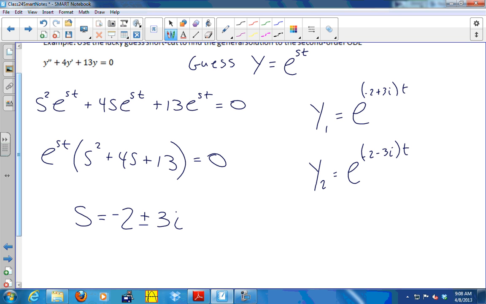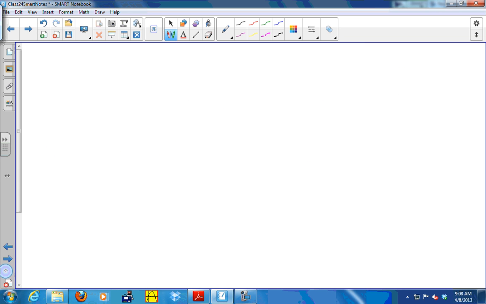So if you remember when we talked about systems that had complex eigenvalues, we just looked at a single one of these solutions in more depth. So I'm going to just look at this one. Okay, I have a solution of the form e to the st, but the problem is that s is complex. So I'm going to use Euler's formula to put this into the form a plus bi, standard form of a complex number. So I have y1 is e to the (-2 plus 3i)t. Okay, so distribute my t.